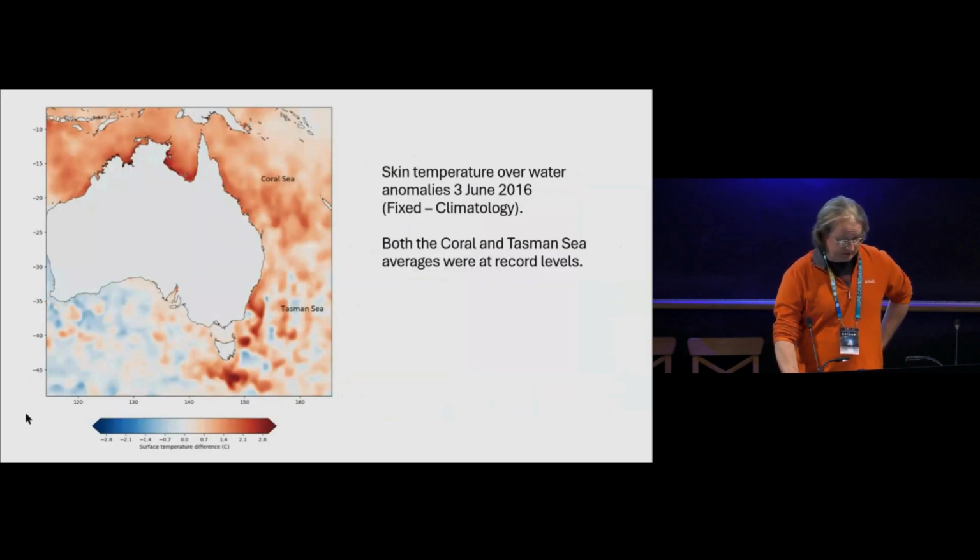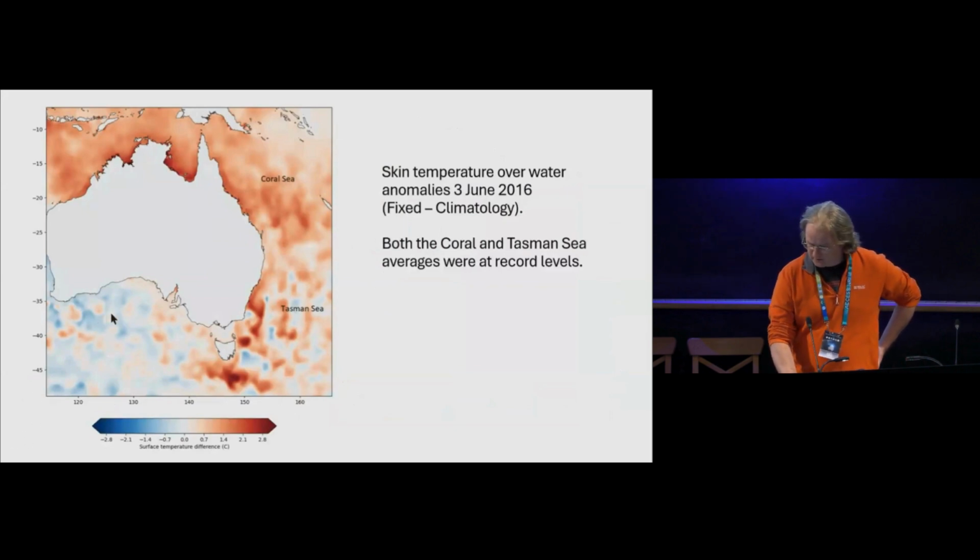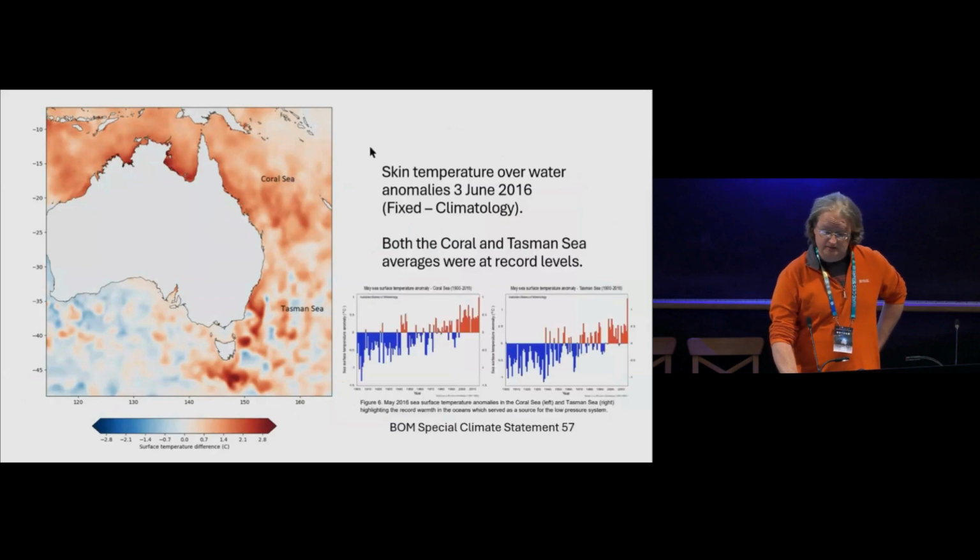The anomalies look like this, and this is the difference between the 2 cases. And you can see that it's actually a bit cooler than normal off to the southwest, but then much warmer as you go into these warm eddies off the east coast. And you see the Coral Sea and up in the tropics, it's all above normal.